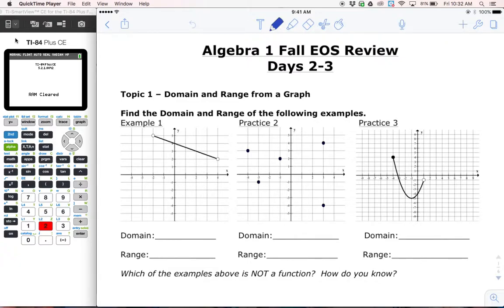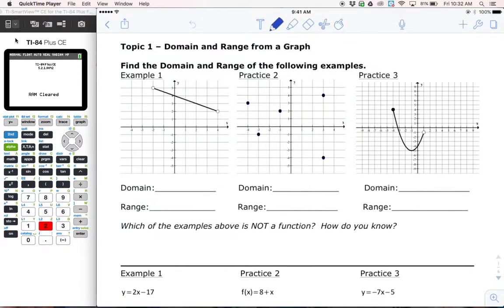Algebra 1 Fall Review. This is the second day of review and you are watching the video in Edpuzzle. The way that this is going to work is I'm going to do the first problem for you guys and you are going to do the second and third problems, or however many more problems, in Edpuzzle. All right? First things first, topic 1, domain and range from a graph.